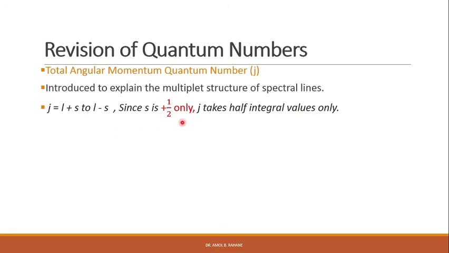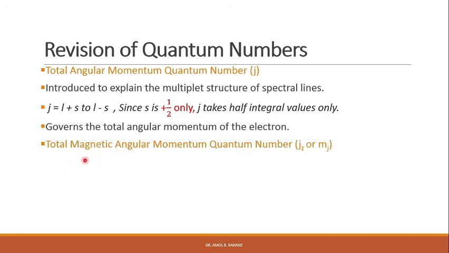Since s is plus half only, j takes half integral values only. So l is the orbital angular momentum quantum number, s is the spin quantum number, and j is the total angular momentum quantum number, which is the sum of the orbital angular momentum plus spin angular momentum, and therefore it takes values from l + s to l - s, and since s is plus half only, j takes half integral values only. It governs the total angular momentum of the electron.